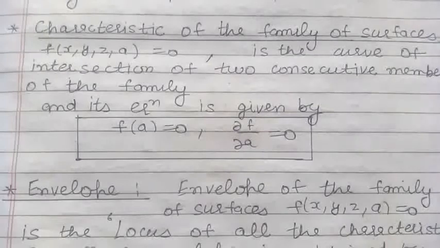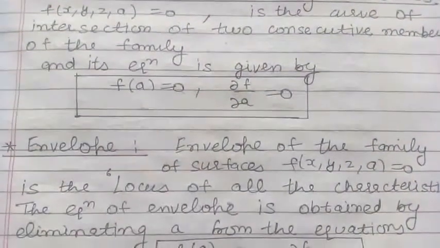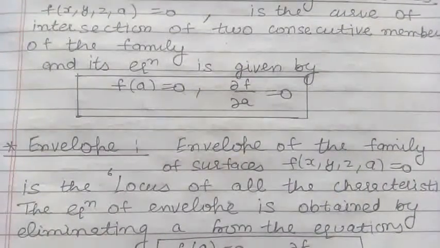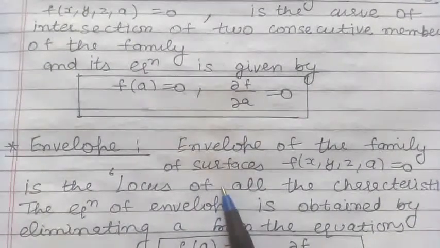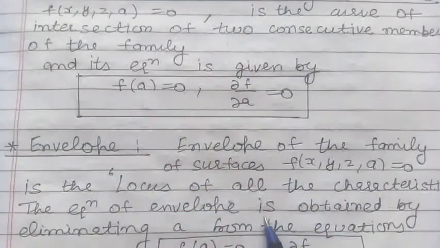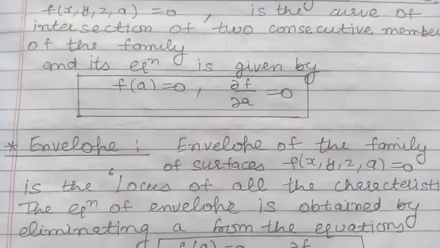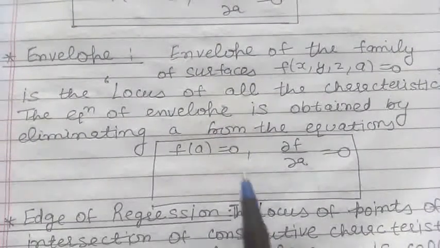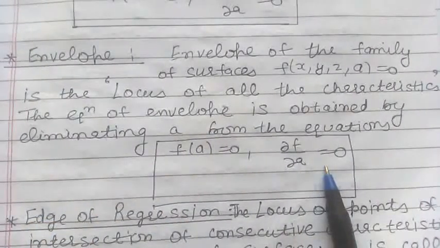Now, next we define the envelope of family of surfaces. Let us take a one parameter family of surfaces given by f(x, y, z, a) = 0. Then the envelope is the locus of all these characteristics. The equation of envelope is obtained by eliminating a from these two equations, f = 0 and ∂f/∂a = 0. So by elimination of a from these two equations, we get the envelope of the family of surfaces.